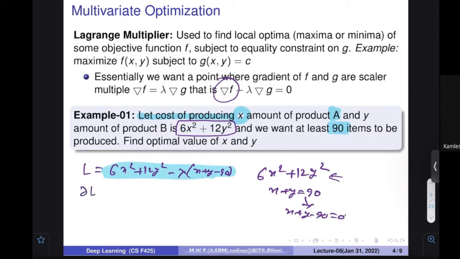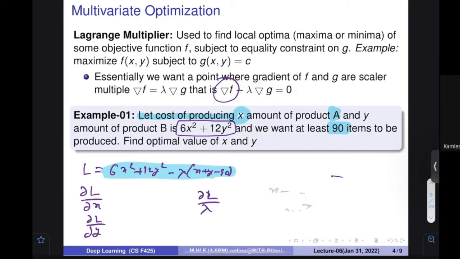What is the derivative of L with respect to x? What is the derivative of L with respect to y? And what is the derivative of L with respect to lambda? Can you solve this for me? So let us try to find out these values.